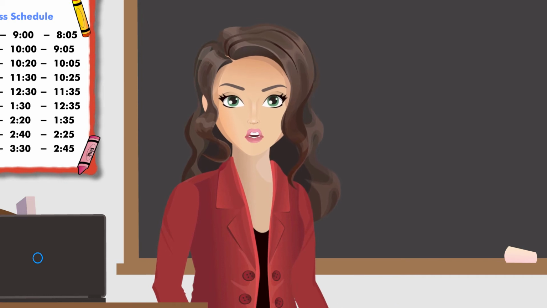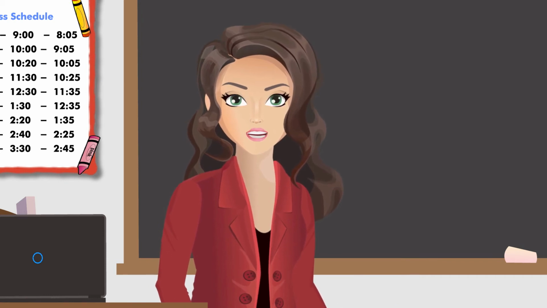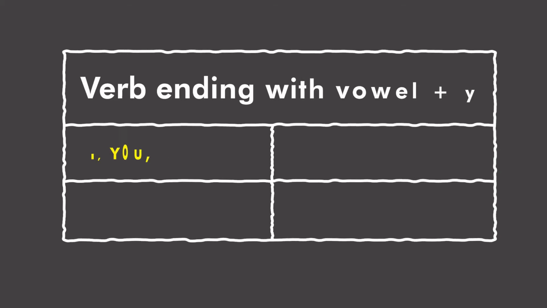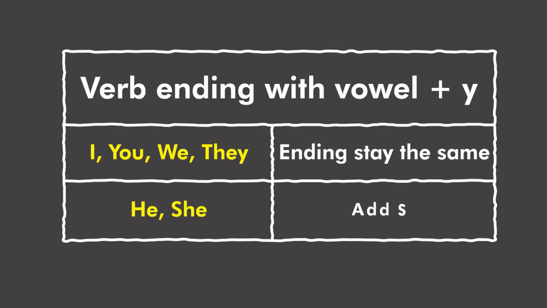Next, let's look at the rule for the verbs that end with a vowel and a Y. For the pronouns he or she, you would add an S after the Y. Let's practice.